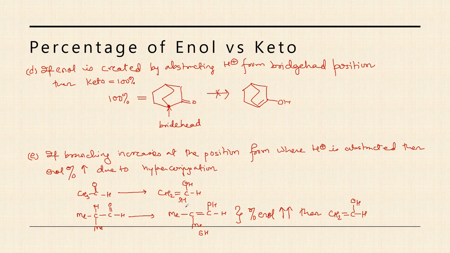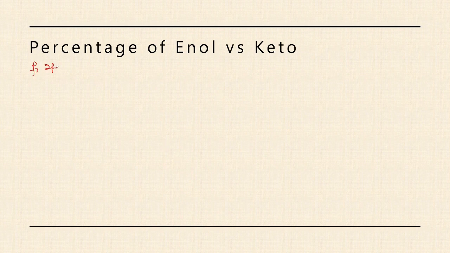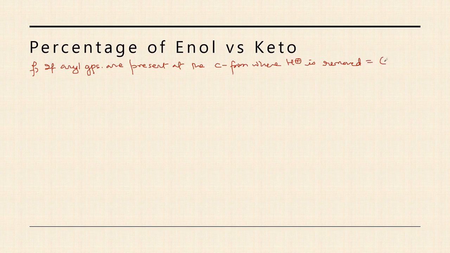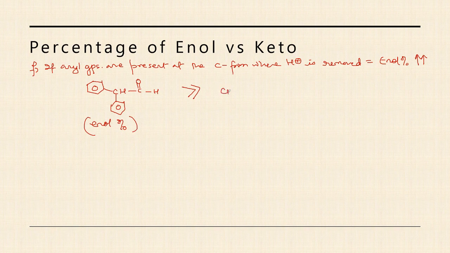Next, if you are introducing an aryl group at the alpha position, if aryl groups are present at the carbon from where H plus is removed, the enol percentage increases. मतलब the enol percentage in this compound will be way higher than the enol percentage that you observe for this compound.